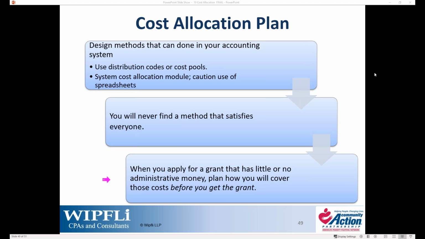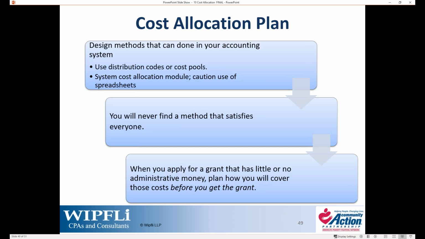We caution the use of spreadsheets because we make mistakes with spreadsheets, or something might not be updated correctly, or we have a bad formula somewhere. That can throw off your cost allocation pretty quickly. The other thing to keep in mind is you're never going to find a methodology that everybody loves, and that's okay. We're shooting for fairness, right? We're shooting for a simple allocation methodology.